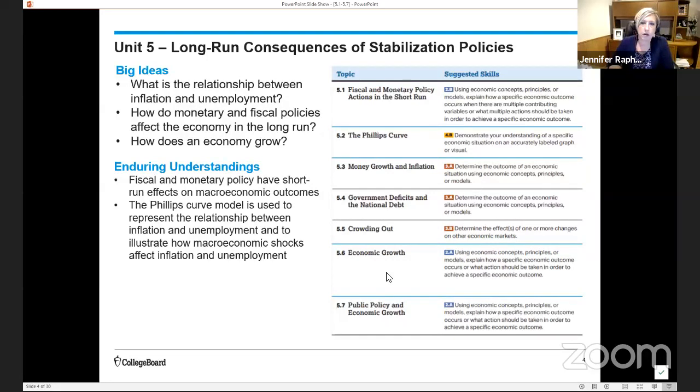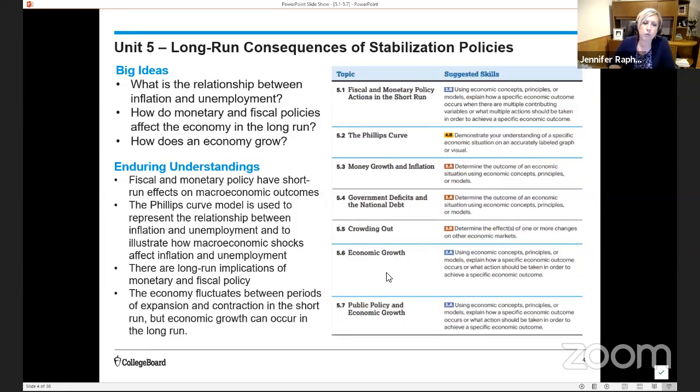We're going to spend time making sure that you feel really confident with the understanding that the Phillips curve model is used to represent the relationship between inflation and unemployment in both the short run and the long run, and to illustrate how macroeconomic shocks affect the inflation rate and the unemployment rate. Then we're going to spend some time considering the long run implications of monetary and fiscal policy. And we're going to conclude with the difference between a short run output gap and long run economic growth. We're going to look at the factors that contribute to long run economic growth. And then we're going to come back to fiscal policy and talk about its implications for long run economic growth. All right, so that's where we're headed this evening.